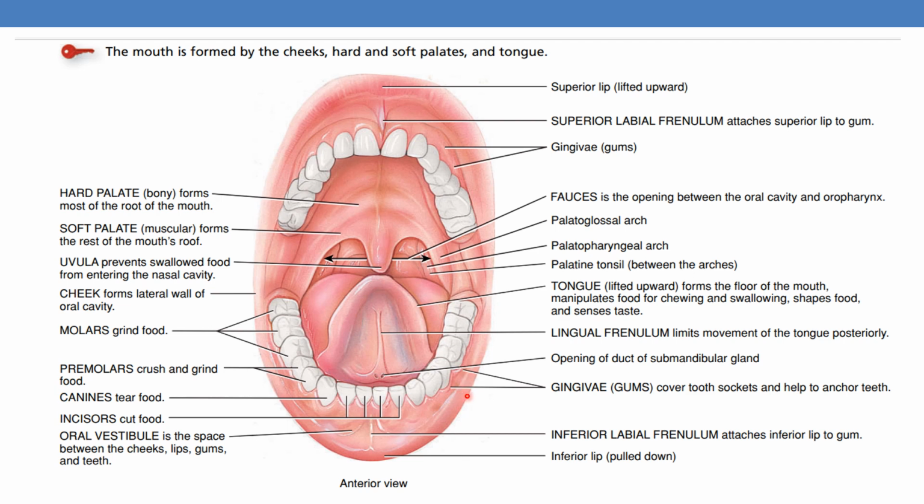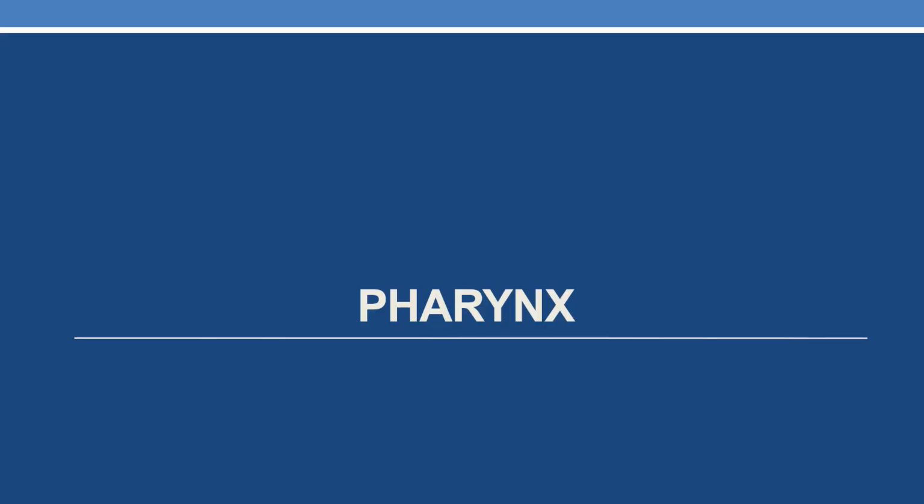Here you can see gums cover the tooth socket and help to anchor the teeth. These are the entire parts of the mouth. Now coming to pharynx. Pharynx will be discussed in detail in the respiratory system. Here we will be just discussing the basics about 3 parts of pharynx.